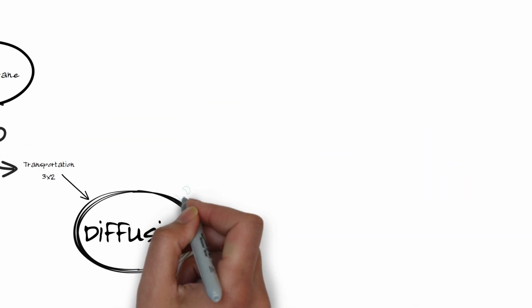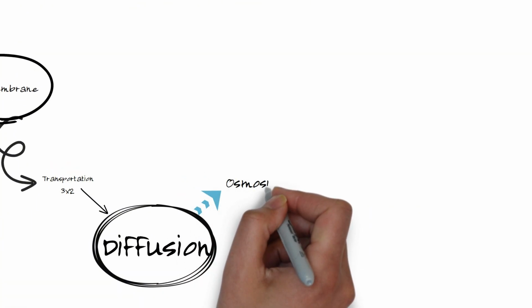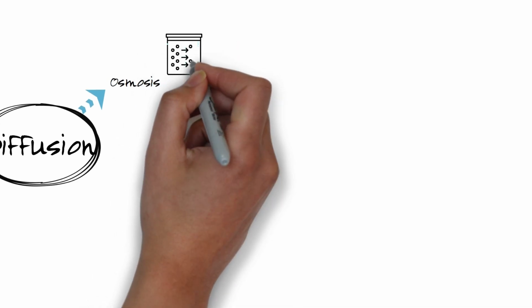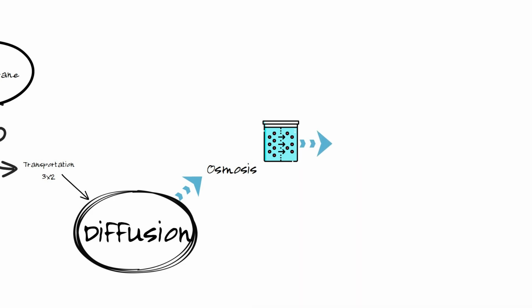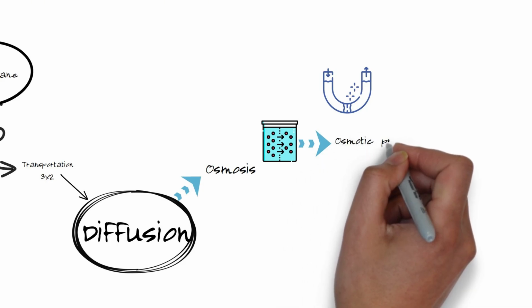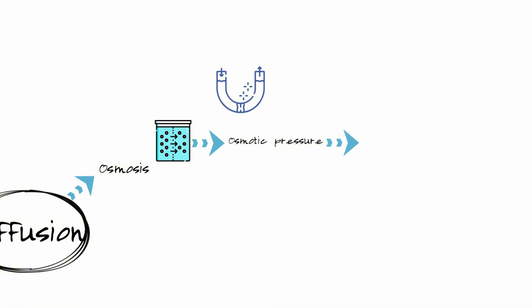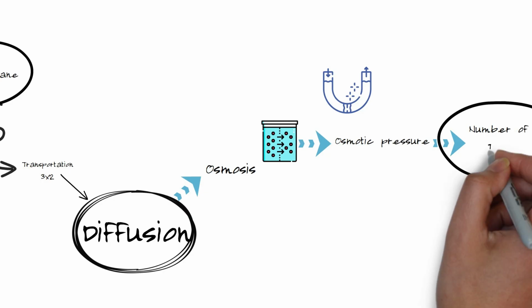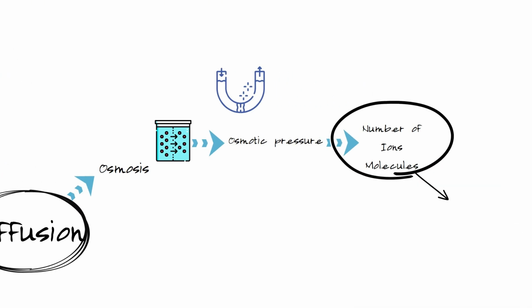And now let's talk about one type of diffusion, which is water diffusion, or the movement of water molecules from the area of high concentration of water to the area of low concentration of water. This is called osmosis. For the osmosis to stop, we need to apply an osmotic pressure to the side which has a high concentration of molecules, not water, and the osmotic pressure is dependent on the number of the ions or molecules.